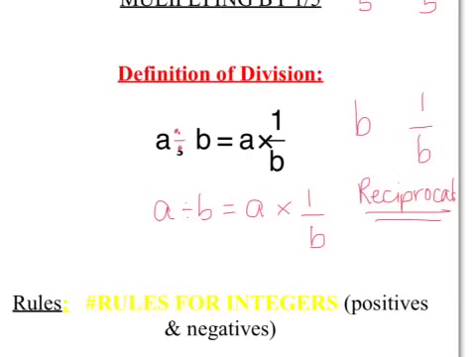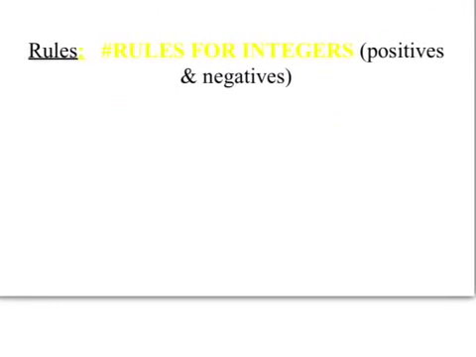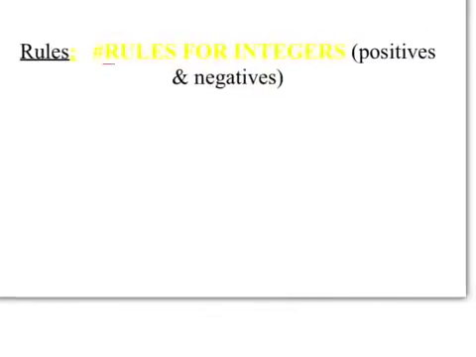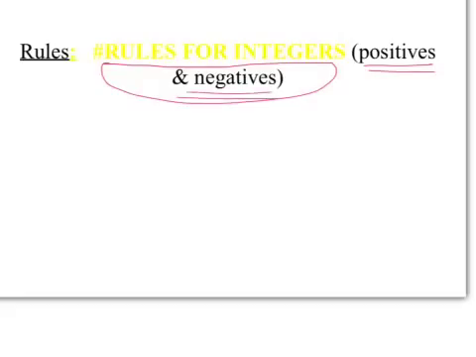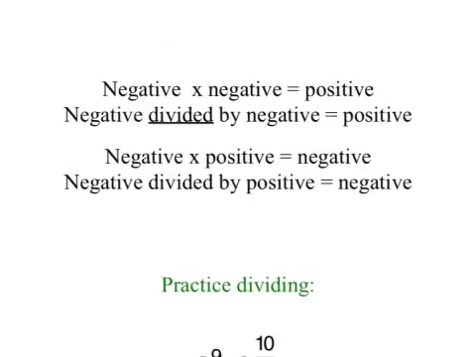But first, we're going to also talk about the rules of integers. So let's move up and let's talk about my hashtag rules for integers. That means positives and negatives. All right, so I do know that you already know a negative times a negative equals a positive. A negative divided by a negative is also a positive. Those are all rules you already know.